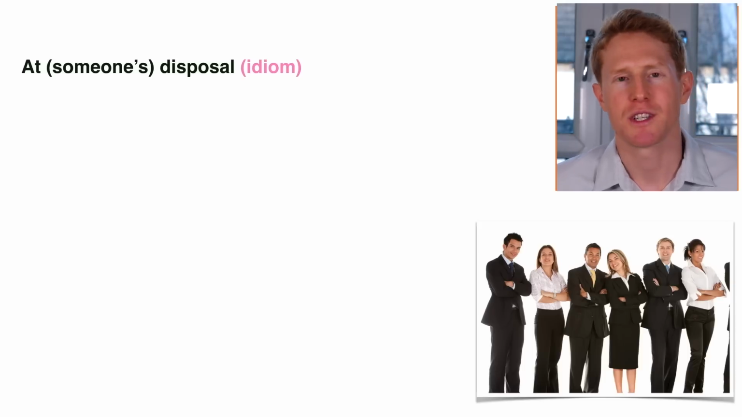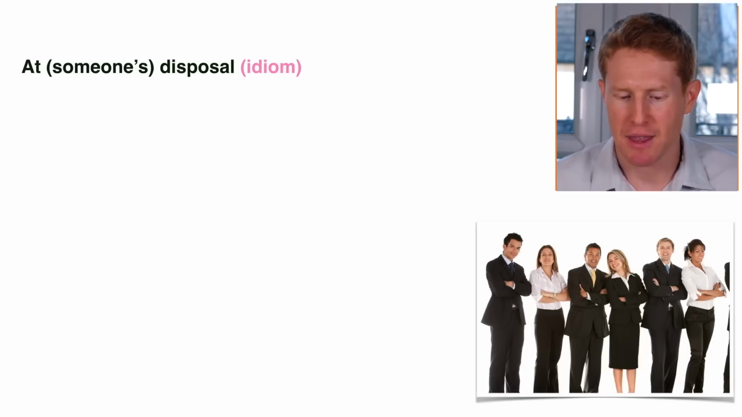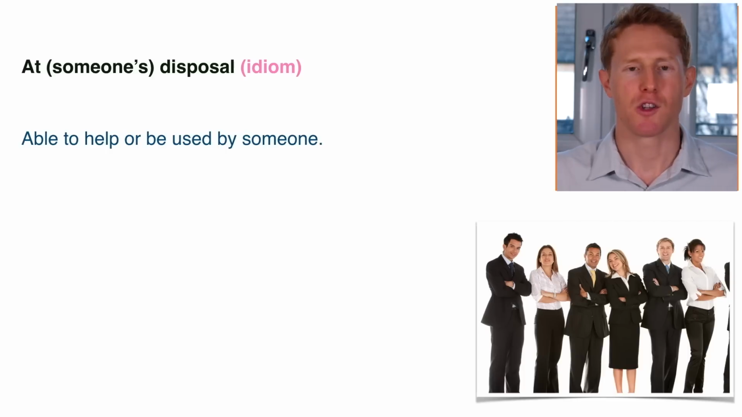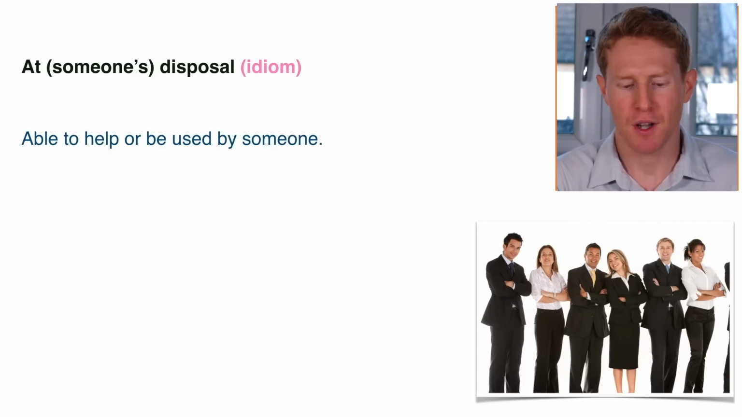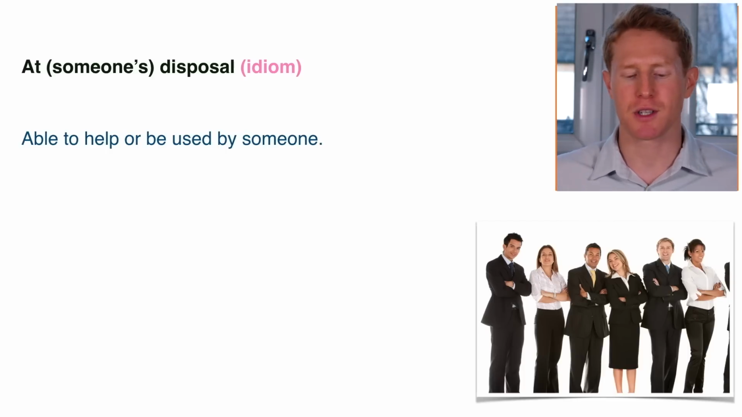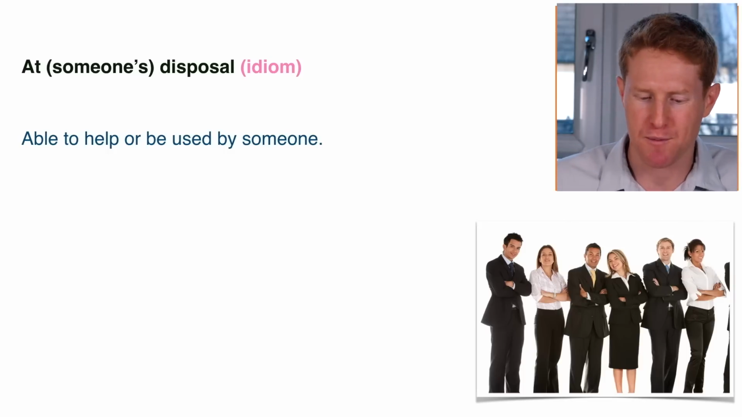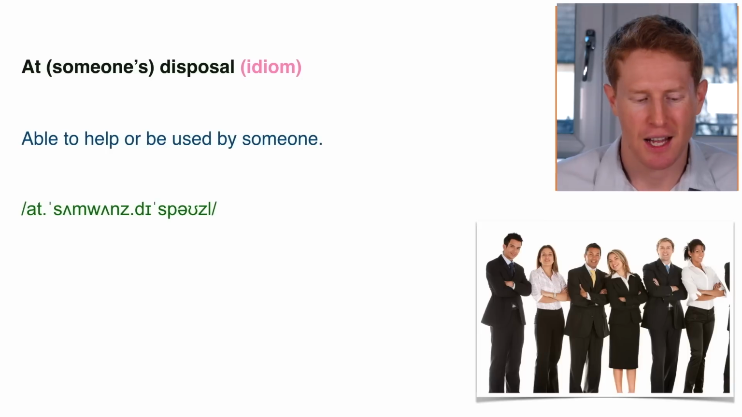Okay, at someone's disposal. So we have another idiom, and that means to be able to help or be used by someone. So all these people work in an office, and if you're the boss, they are at your disposal. They're all here to help you get the job done. Pronunciation: at someone's disposal. At someone's disposal.